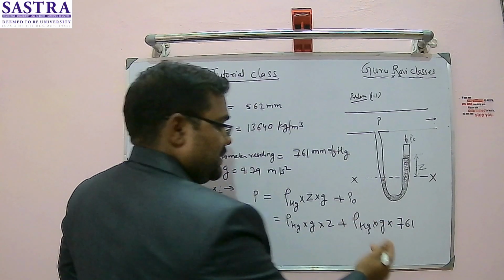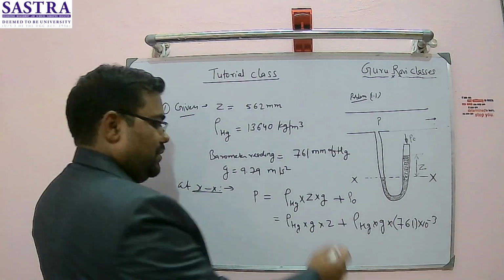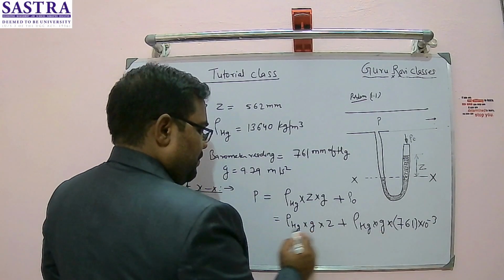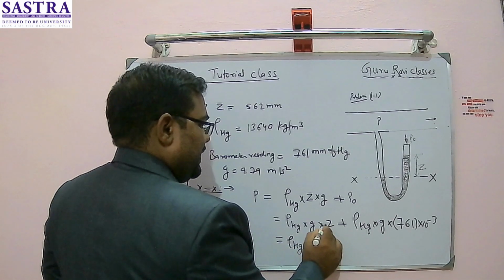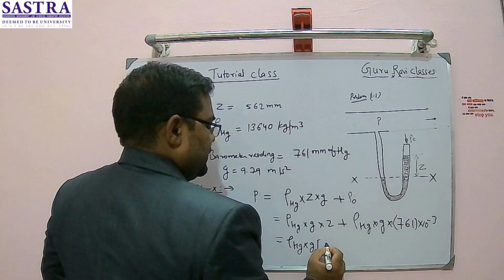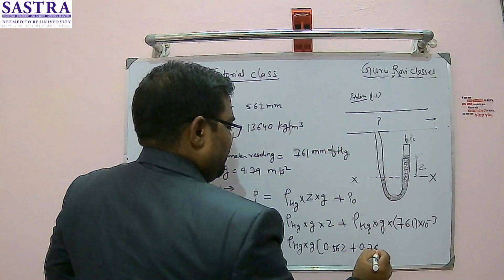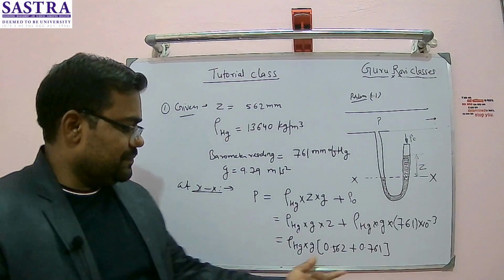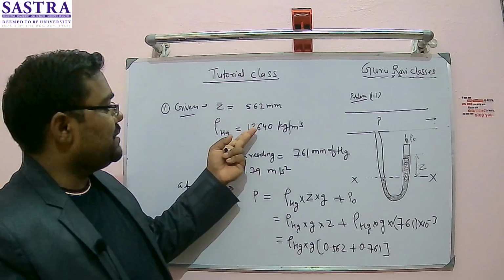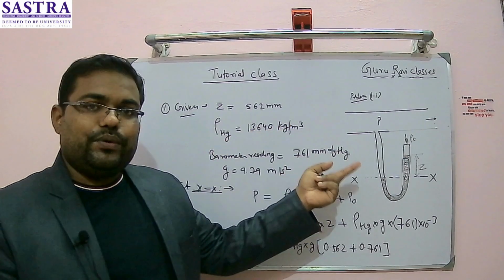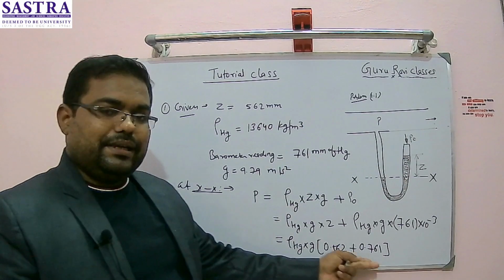So 761 mm can be written as 10 to the power minus 3 meter. So this is common basically in both. So you can say rho Hg into g into Z, and this Z is given as 562, which can be written as 0.562, plus this can be written as 0.761. Now what you need to do is substitute the value of density of mercury, which is 13,640 kilogram per meter cube, and gravity g, you substitute here, and you can get the things done.